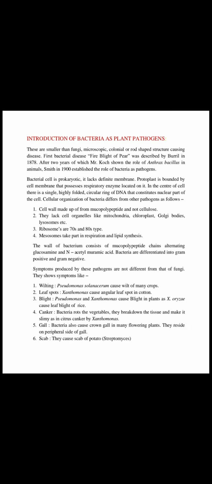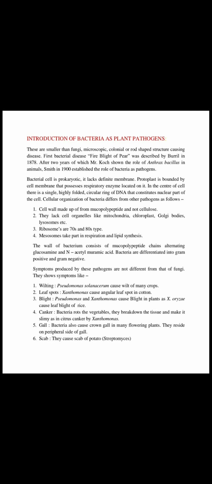The bacterial cell is prokaryotic, lacking a definite nuclear membrane. The protoplast is enclosed by the cell membrane that possesses the respiratory enzymes located on it. There is a single highly folded circular ring of DNA that forms the nuclear part of the cell. The cellular organization of bacteria differs from other pathogens as follows. Bacteria lack cell organelles like mitochondria, chloroplast, Golgi bodies and lysosomes. The ribosomes are of the 70S type, whereas 80S ribosomes are present in other organisms.